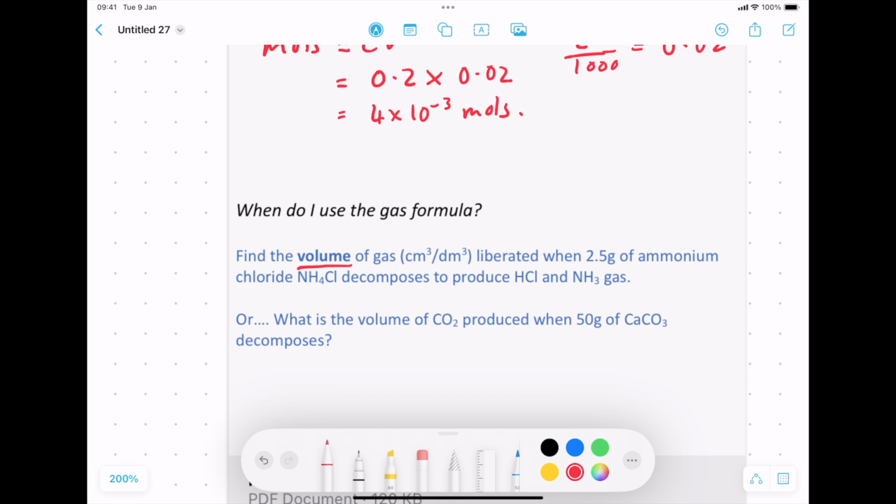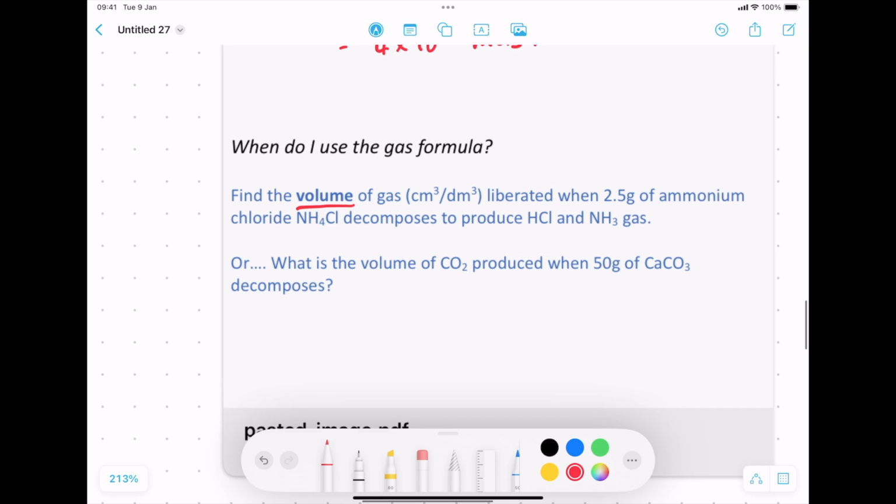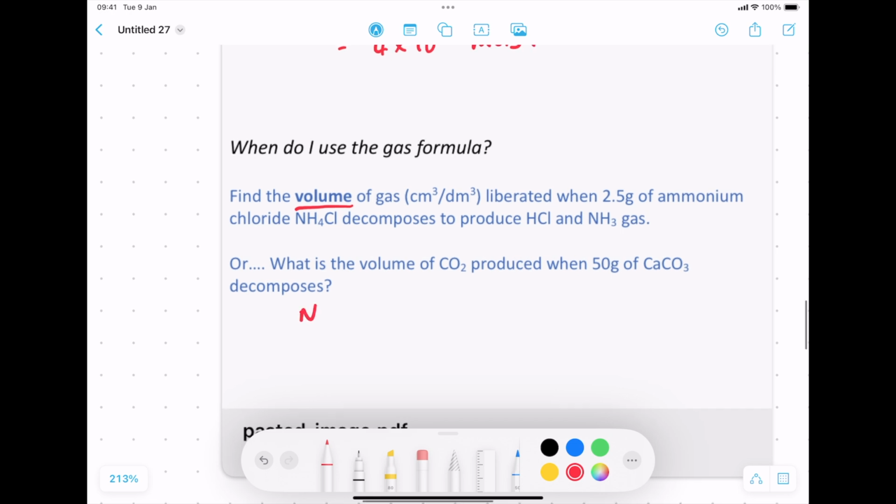question. So find the volume of gas liberated when 2.5 grams of ammonium chloride decomposes to produce HCl and NH3 gas. Or another one would be, what is the volume of carbon dioxide produced when 50 grams of calcium carbonate decomposes? So actually, let's take a look at the equations for these two reactions. So NH4Cl decomposes to produce HCl gas plus NH3 gas.